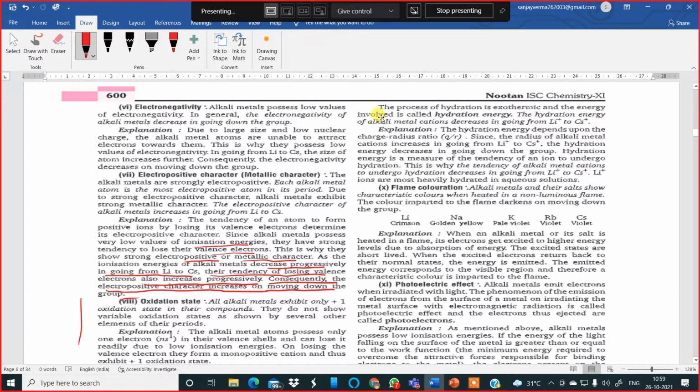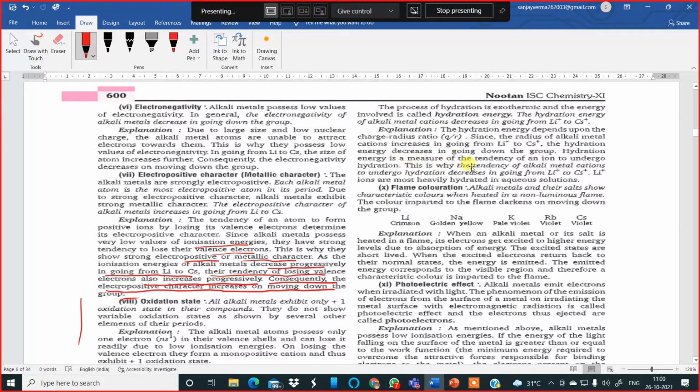The hydration energy of alkali metal cations decreases in going from lithium to cesium. Now, the hydration energy depends upon the charge by radius ratio. Since the radius of the alkali metal cation increases in going from lithium ion to cesium ion, the hydration energy decreases in going down the group. That means less energy is given out.